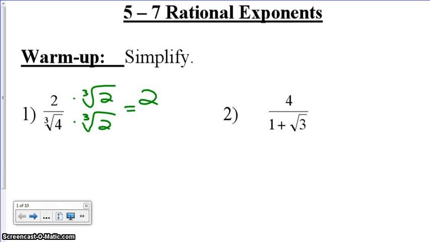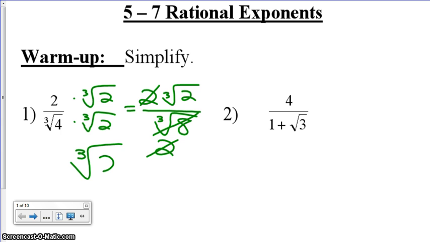In the numerator, I have 2 times the cube root of 2 over the cube root of 8. Cross out your cube root of 8, bring out a 2, then your 2's cancel, so you're left with the cube root of 2 as your final answer. The next one, when we move on, we have a binomial in our denominator, so we multiply by the conjugate.